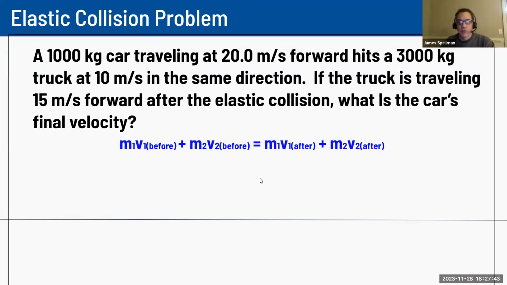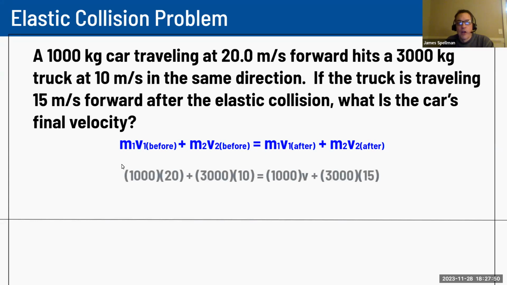So our steps for this, and again, stop and rewind if you need to go back and catch something, but we're going to start with the formula. We're going to plug in all of our numbers, the mass and velocity of the car, the mass and velocity of the truck. And then again, this is a before and after. So afterwards, the masses don't change. The car is still 1,000 and the truck's still 3,000. We don't know how fast the car is going, but we do know how fast the truck is going.